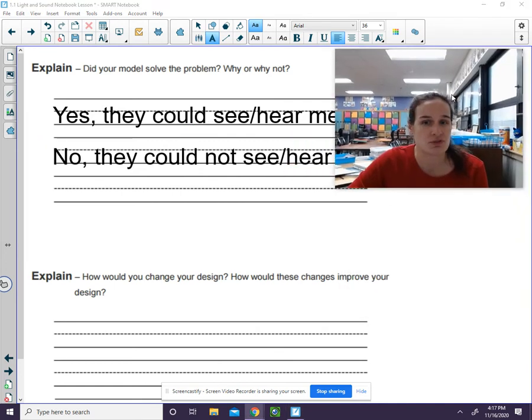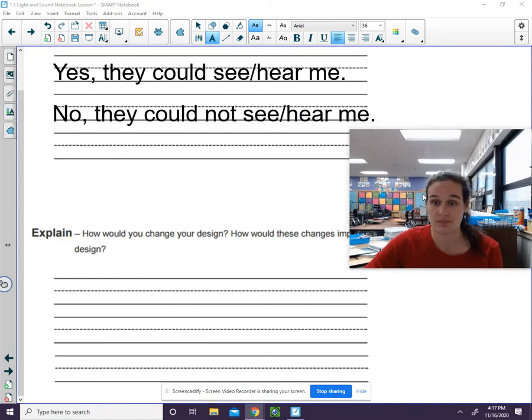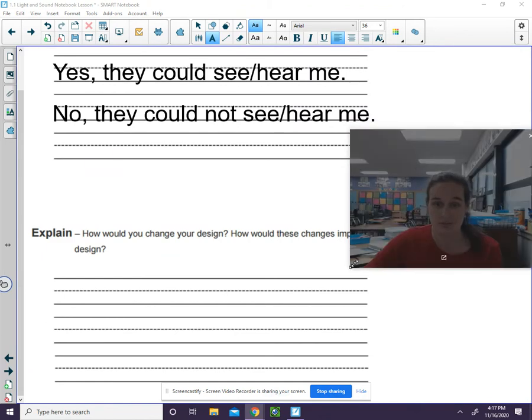So those are your 2 options. You don't write both down. You either write yes or you write no, depending on if your caregiver could hear or see your device successfully. Pause if you need to finish writing that down. We're going to go to the next question then.